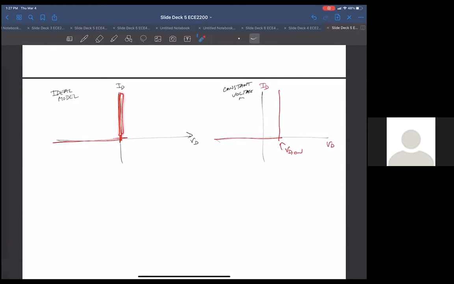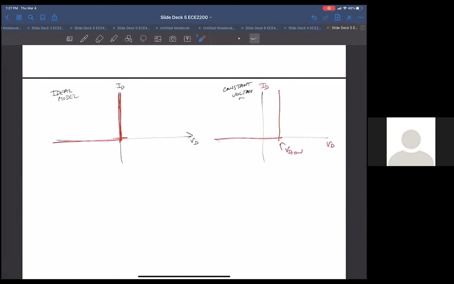There is no concept of the diode being on a little bit and turning it on a little bit more in this idea. It's either on, in which case you get zero resistance, or it's off, in which case you get infinite resistance. And same with the constant voltage model.